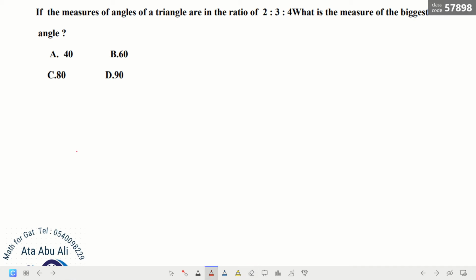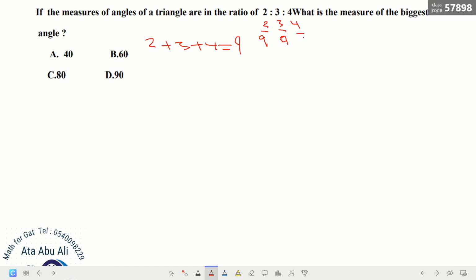First of all, you have to add all the ratios. If we add them, 2 plus 3 plus 4, it's equal to what? Equal to 9. Now, each ratio becomes 2 out of 9, 3 out of 9, and the last one is 4 out of 9.